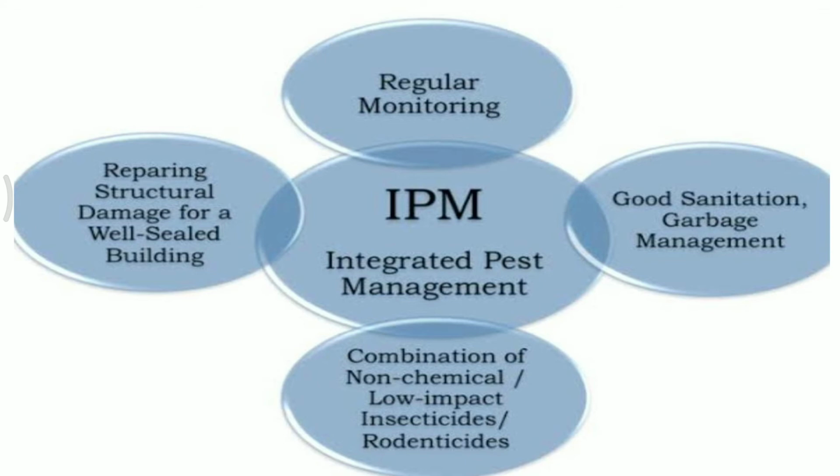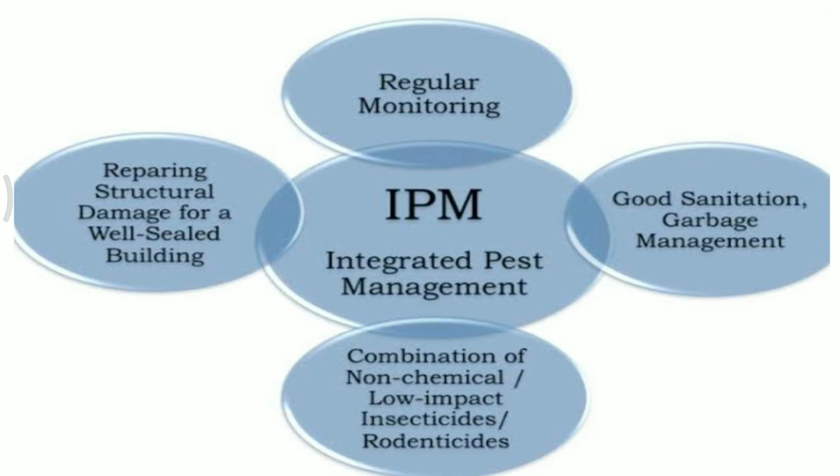A combination of non-chemical low impact insecticides and rodenticides are to be used. We should rely more on the biofertilizers and less on the chemical substances, because the chemical substances make the soil lose its fertility. So we have to always use the soil, but in a limited way, in a sustainable way, so that the crop fields are fertile for a longer period of time.